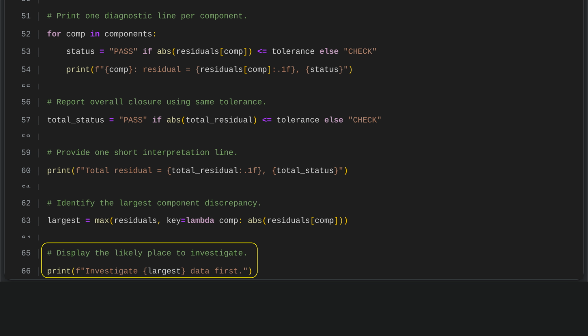The code finds the component with the largest residual by comparing the absolute size of each discrepancy. It then recommends checking that component's data first, since it is the most likely source of the main issue.